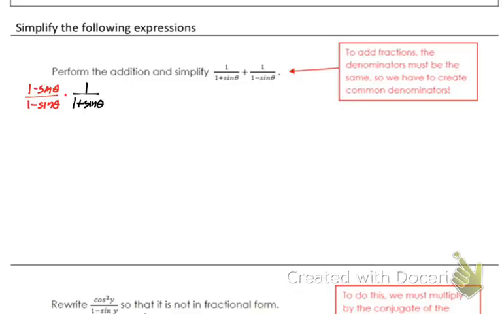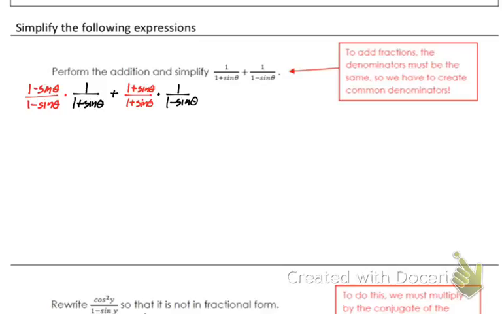So all I did is I took the other denominator, multiplied by the top and bottom of this one. Then we add, and we're going to do the same thing with the other denominator. Our other denominator is 1 plus sine theta, so we'll have 1 plus sine theta over 1 plus sine theta, and we're going to multiply it by the other fraction. So that's times our original fraction of 1 over 1 minus sine theta.